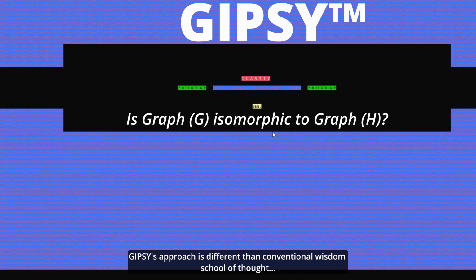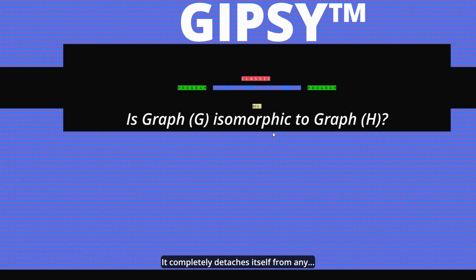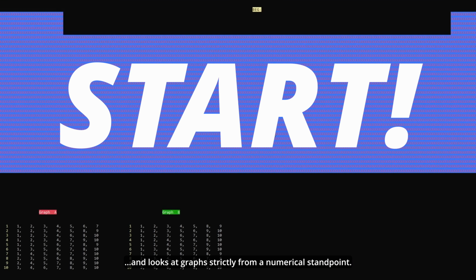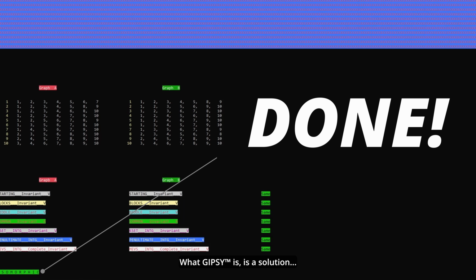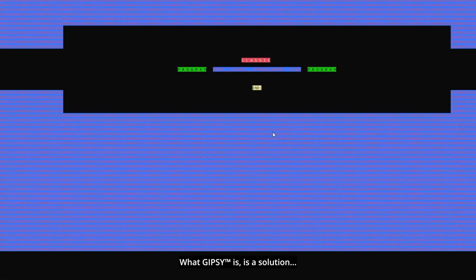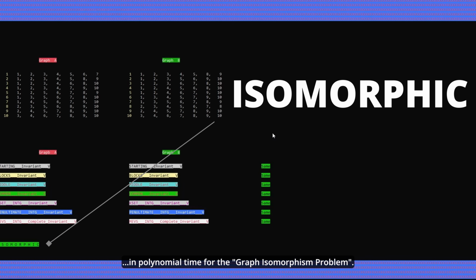GIPSY's approach is different from the conventional wisdom school of thought in that it looks at everything from a number standpoint. It completely detaches itself from any conceptual ideologies of graphs and looks at graphs strictly from a numerical standpoint. What GIPSY is, is a solution in polynomial time for the graph isomorphism problem.